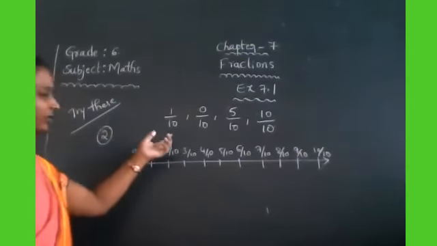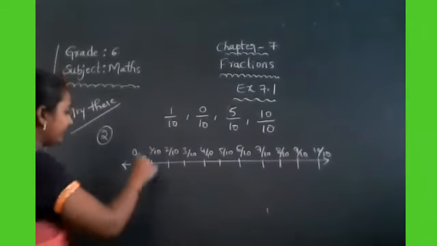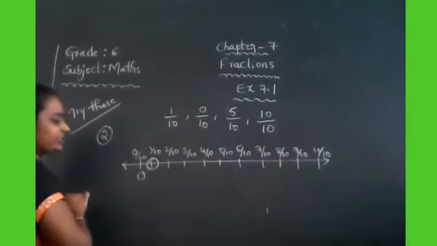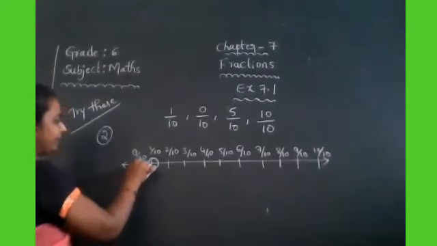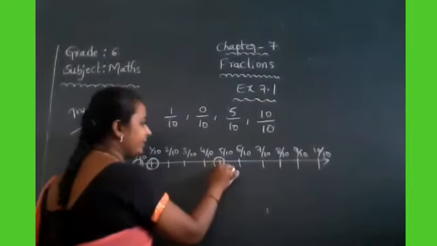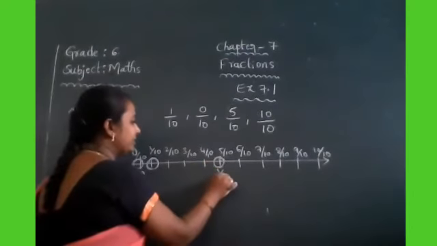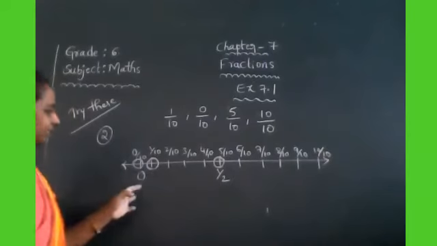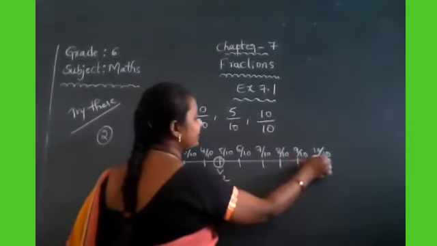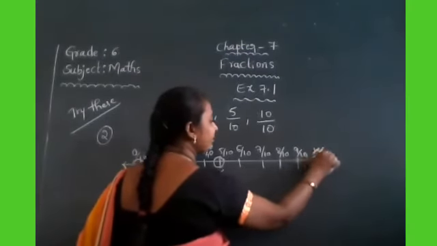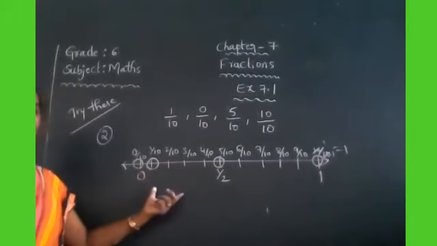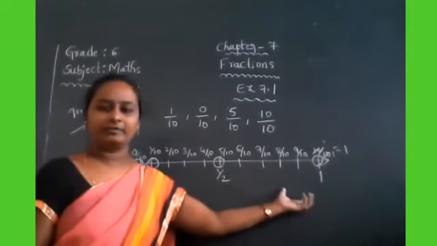So here you have to show 1 by 10. Where is 1 by 10 here? 0 by 10 is 0, and here it is 1 by 10. And 0 by 10 is here; 0 by 10 means 0. And next 5 by 10: it is nothing but, very good, 1 by 2. 5 by 10 is 1 by 2. And after 5 by 10 comes 10 by 10, which is equal to 1. These all fractions are in between 0 and 1 only.